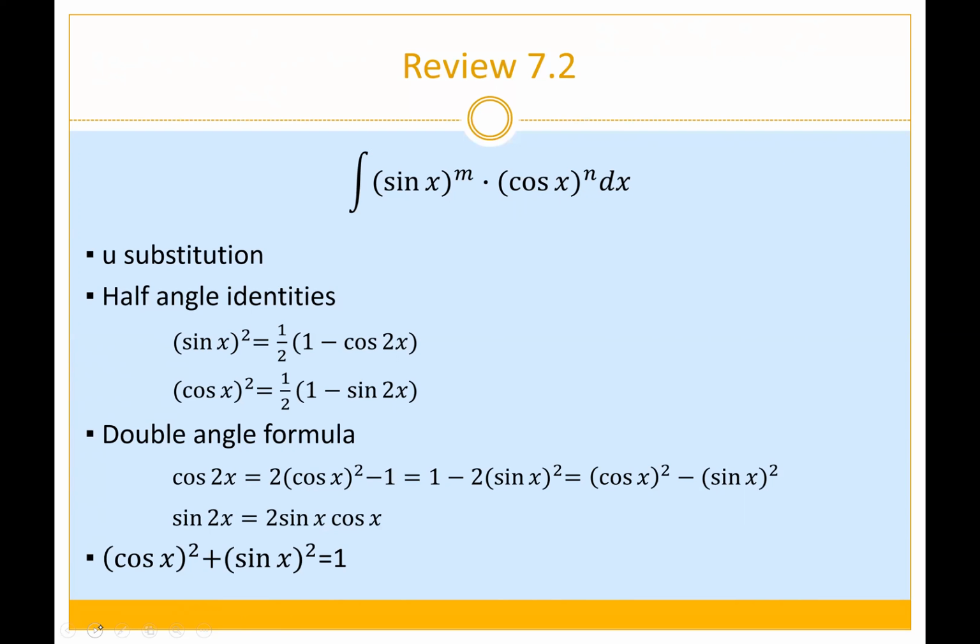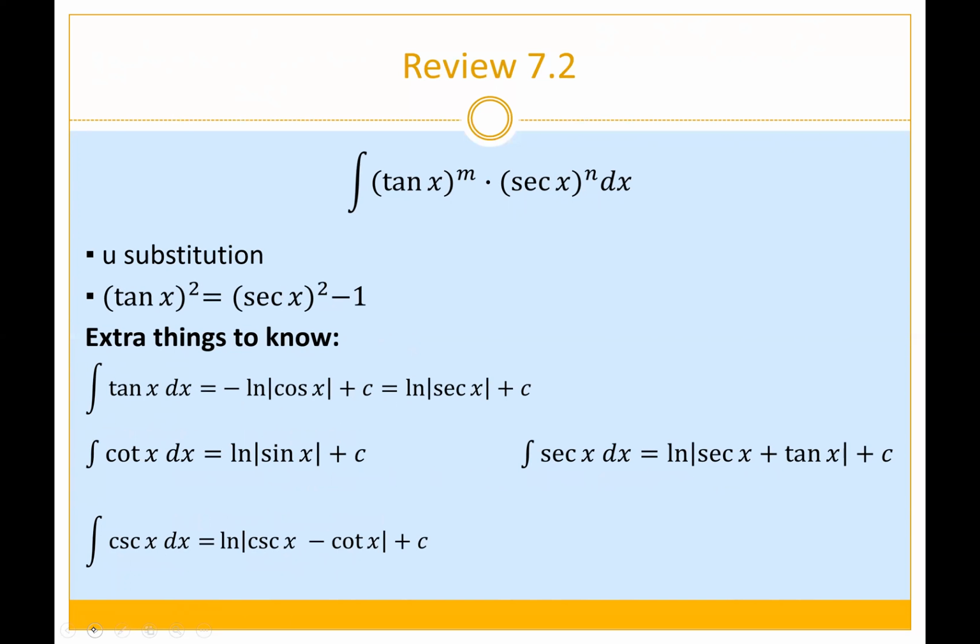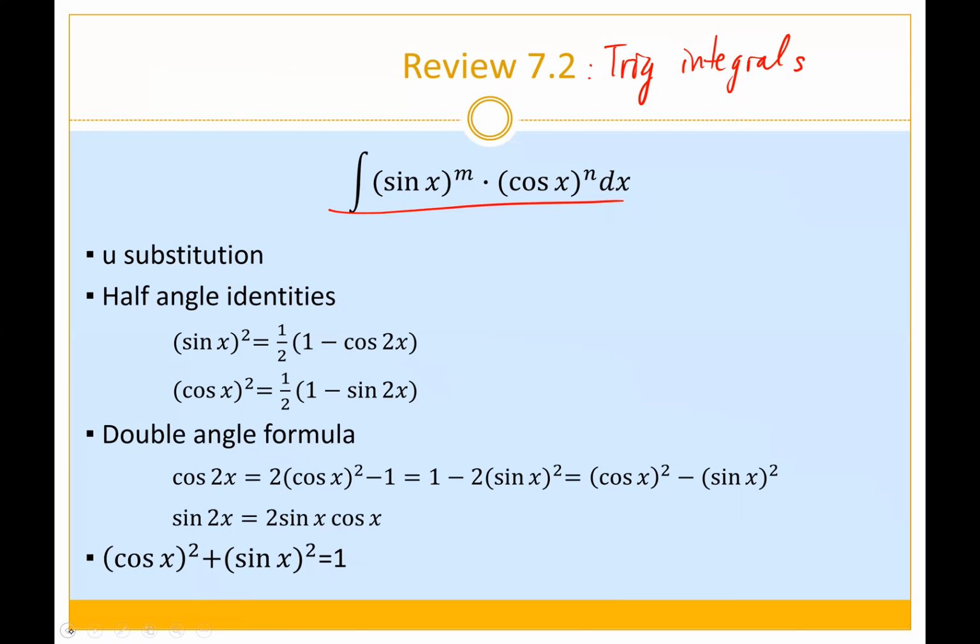I'll go to 7.2, which is trig integrals. I think this is the easiest among all of the problems so far. It's usually going to be in two forms: the integral of sine to the m times cosine to the n dx, or the integral of tan to the m and secant to the n. Below that, I put all of the things that you need to know to do this kind of problem.